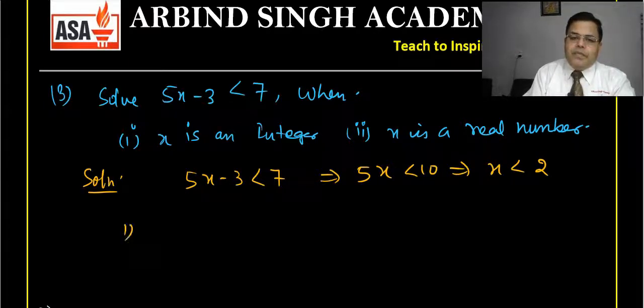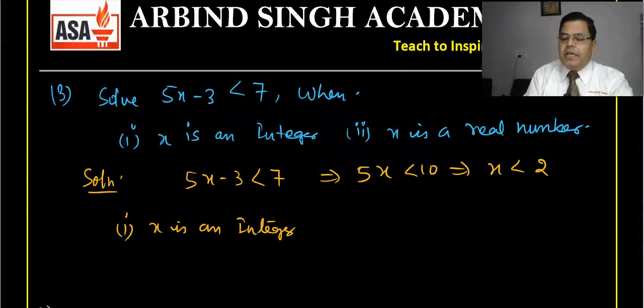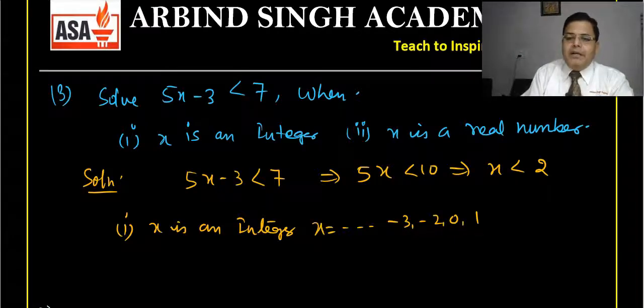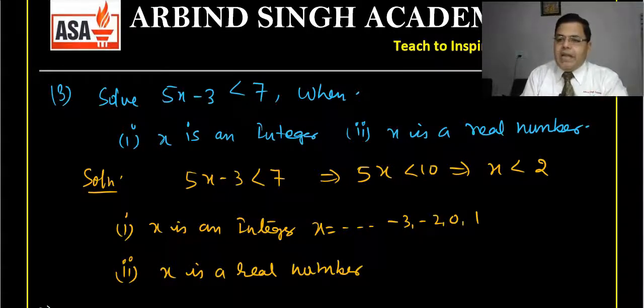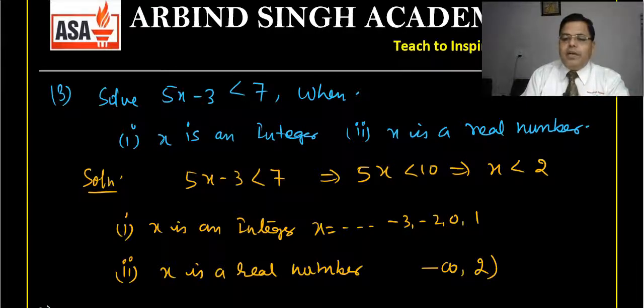For the first, since x is an integer, and it is not given whether positive or negative, values less than 2 can be minus 3, minus 2, 0, 1, and so on. And second, x is a real number. A real number can be 1.5, 1.6, 1.7, and so on, so it can be any number less than 2, down to minus infinity. So x lies between minus infinity and 2, and 2 is not included, so you write an open interval, and infinity is always open. You can write the answer like this, and that will be the answer, right?